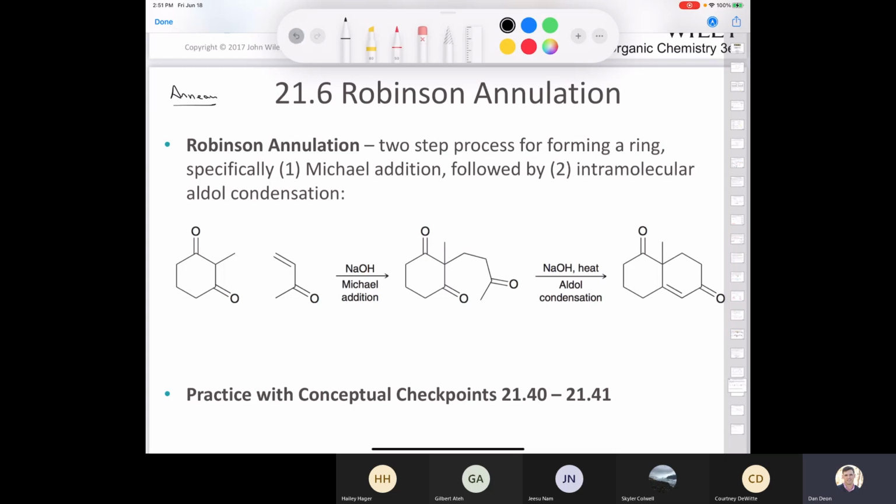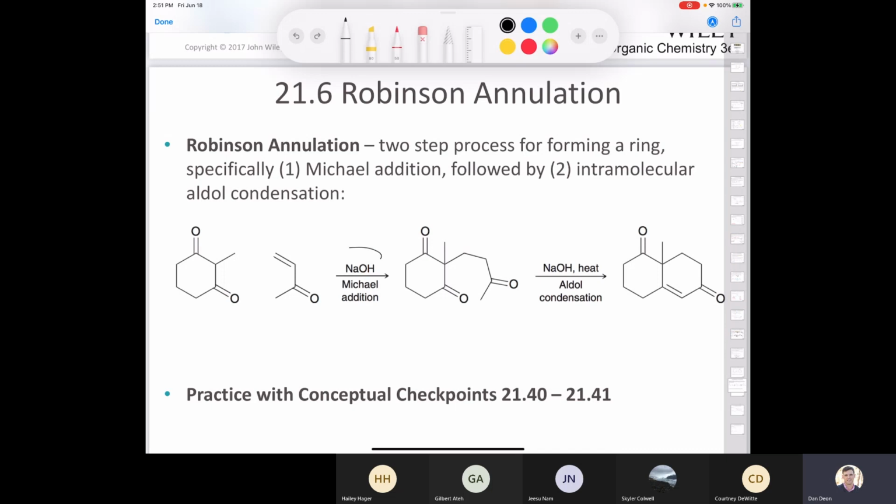Anyhow, so Robinson annulation is really nothing more than a two-step process that is a Michael addition followed by an intramolecular aldol condensation. And it's a really common way of making rings in organic chemistry. It's not uncommon at all. Now, the way that they've written it out here, I always thought it was kind of interesting, is that they show you the whole thing, right?